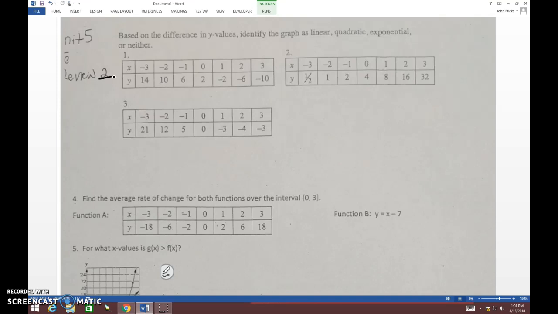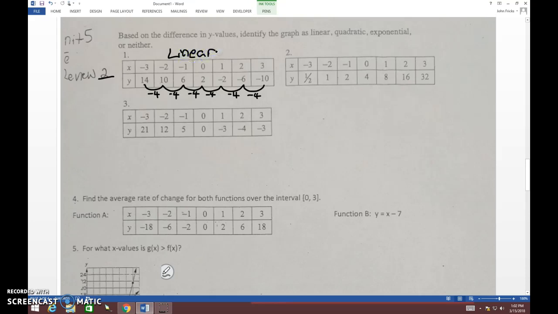So in this one, we look at the problem. We've got 14, 10, 6, 2, -2, -6, -10. So here we are decreasing by 4. 14 minus 4 is 10. 10 minus 4 is 6. 6 minus 4 is 2. 2 minus 4 is -2. -2 minus 4 is -6. -6 minus 4 is -10. So if that's subtracting 4 each time, then we know that is linear.